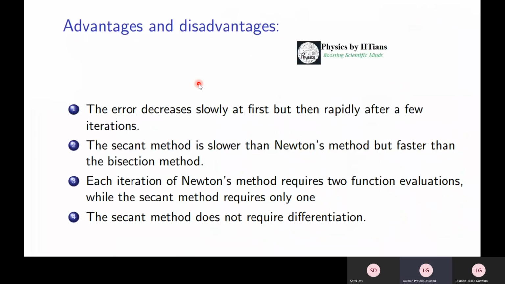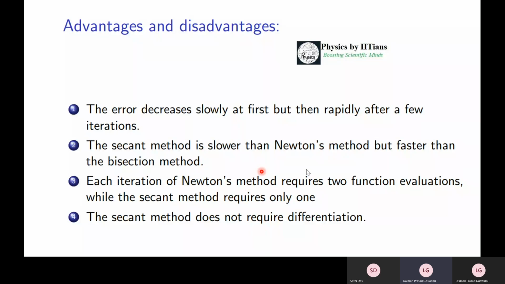Now the advantages and disadvantages of this method are: this is also a slow method, but it converges. There is a certain chance that it may not converge. It is slower than the Newton-Raphson method, but faster than the bisection method. In bisection, we divide the interval at the half point, while with the secant method we reach the point much earlier as compared to the bisection method.